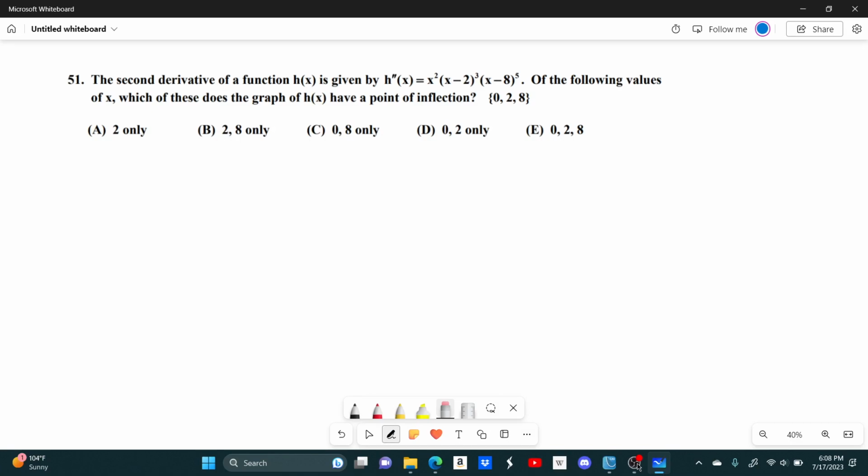Number 51. The second derivative of a function h of x is given by h double prime of x equals x squared minus x minus 2 to the third times x minus 8 to the fifth. Of the following values of x, which of these does the graph of h of x have a point of inflection between 0, 2, and 8?